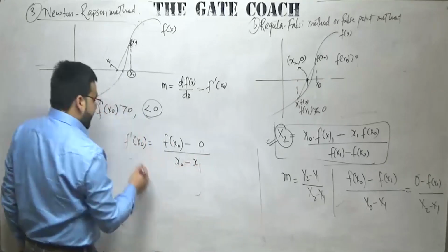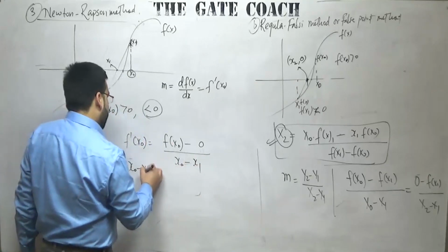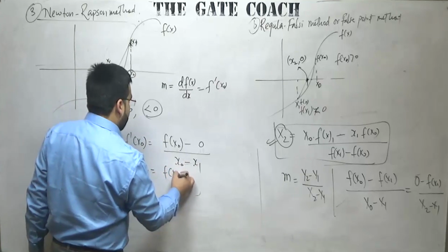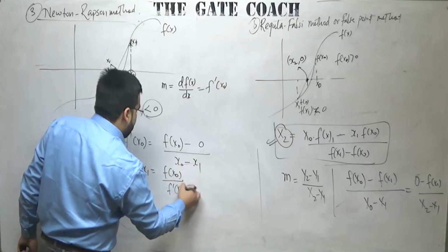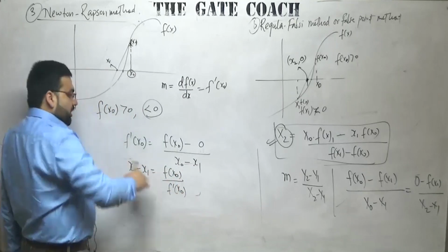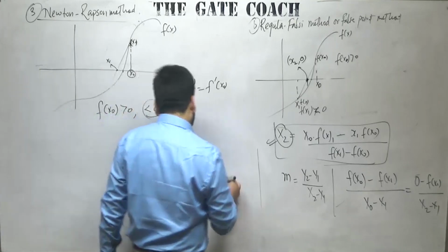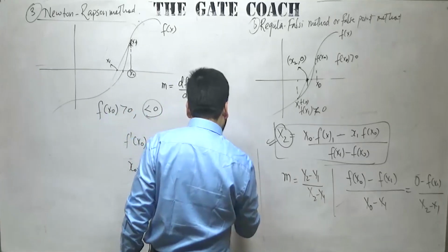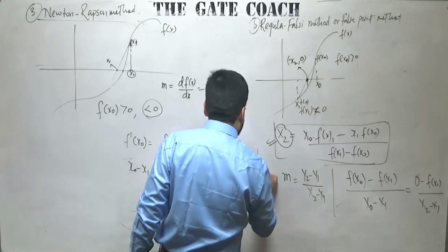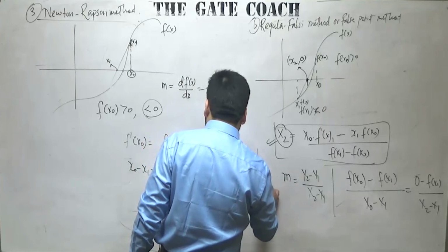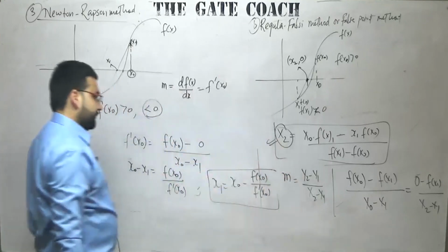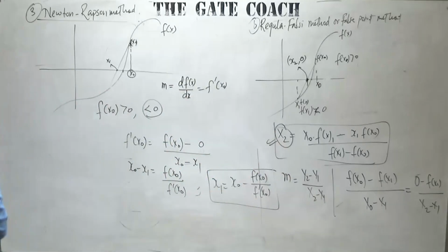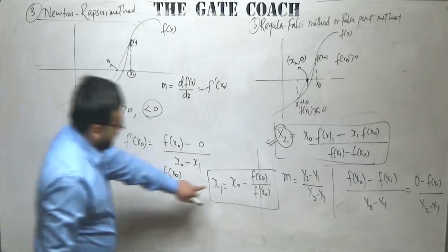x1 will be what? Take it here. x0 minus x1 will be equal to f x0 divided by f dash x0. So x1 will be equal to x0 minus f x0 divided by f dash of x0. And here you have got the value of x1.